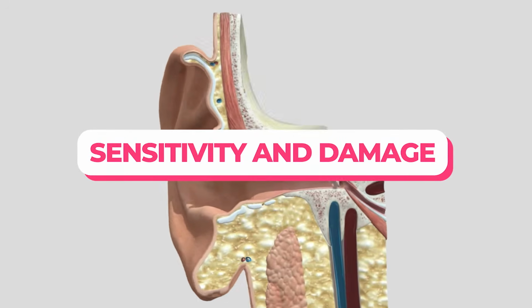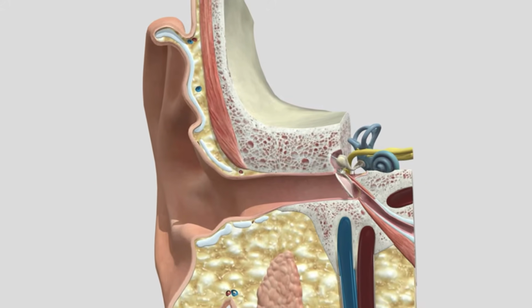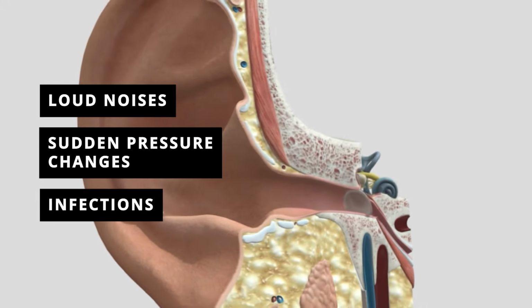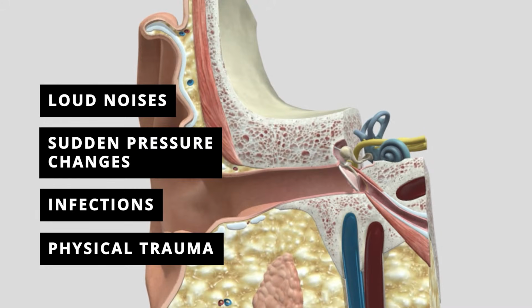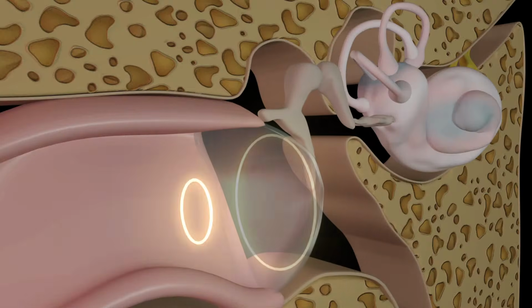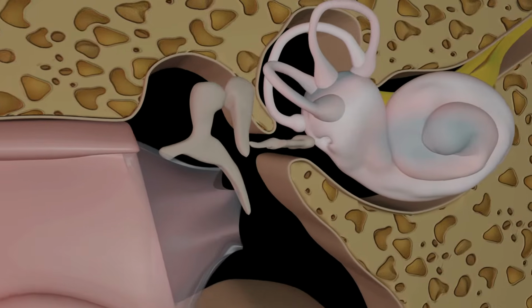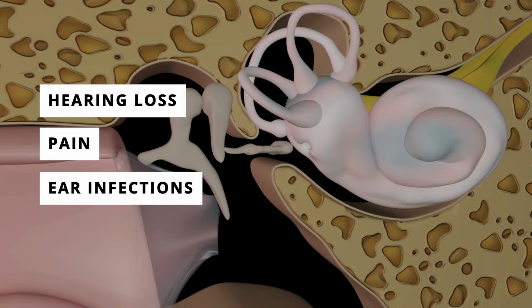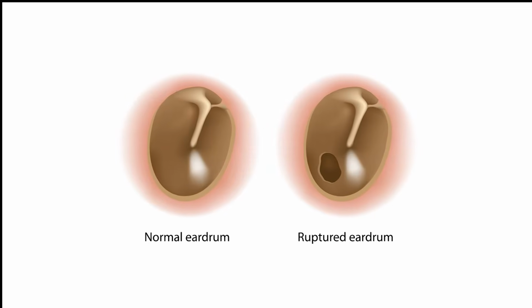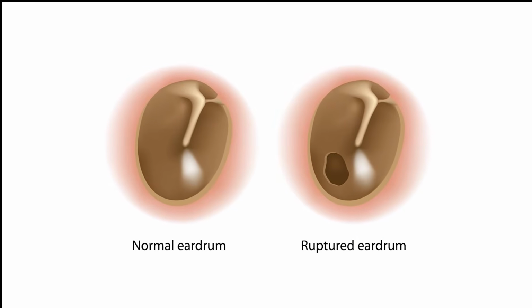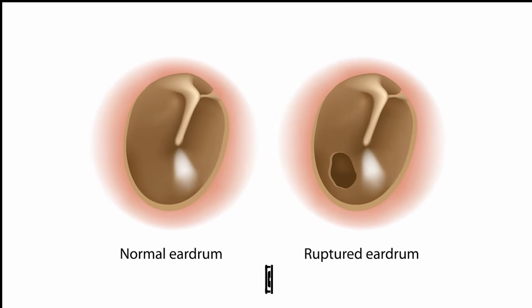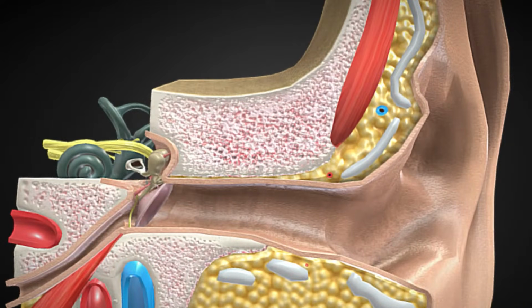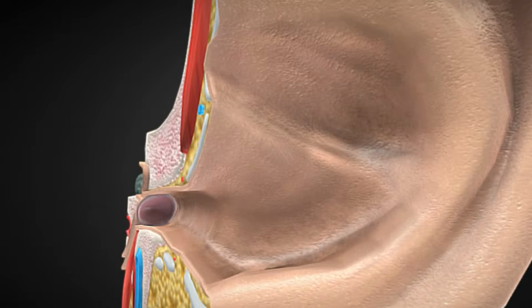Sensitivity and damage. The eardrum is sensitive and can be damaged by various factors, such as loud noises, sudden pressure changes, infections, or physical trauma, like poking it with a cotton swab or other object. A perforated eardrum, a tear or hole in the eardrum, can lead to hearing loss, pain, and increased susceptibility to ear infections. Healing. In many cases, a damaged eardrum can heal on its own, but severe tears may require medical intervention, such as surgery. Diagnostic relevance. Examination of the eardrum can provide valuable information about the health of the ear.